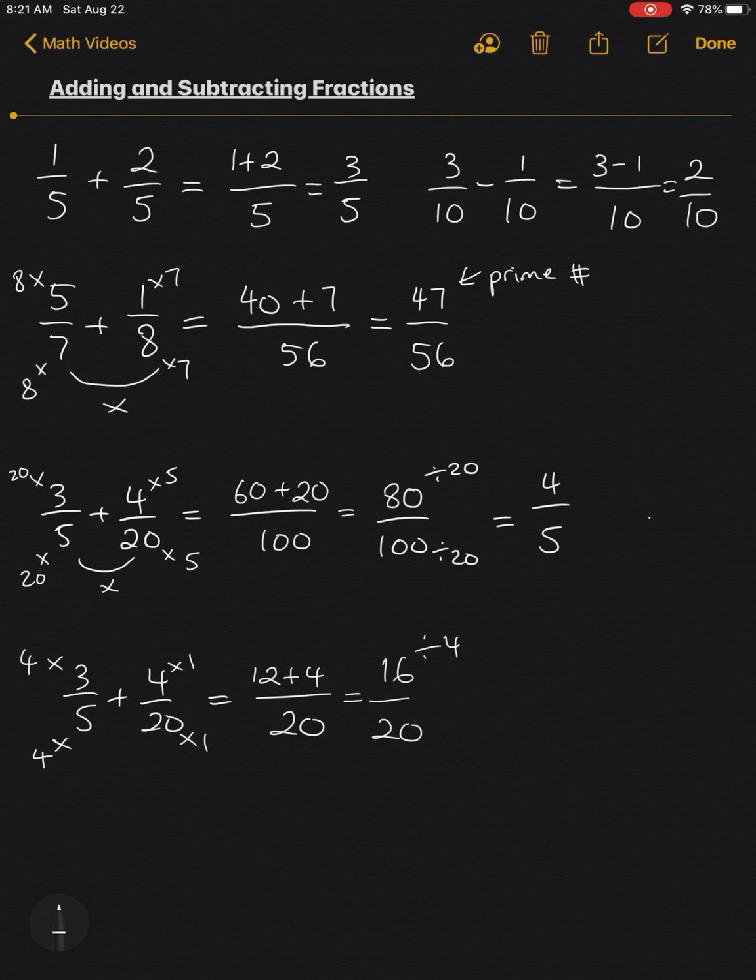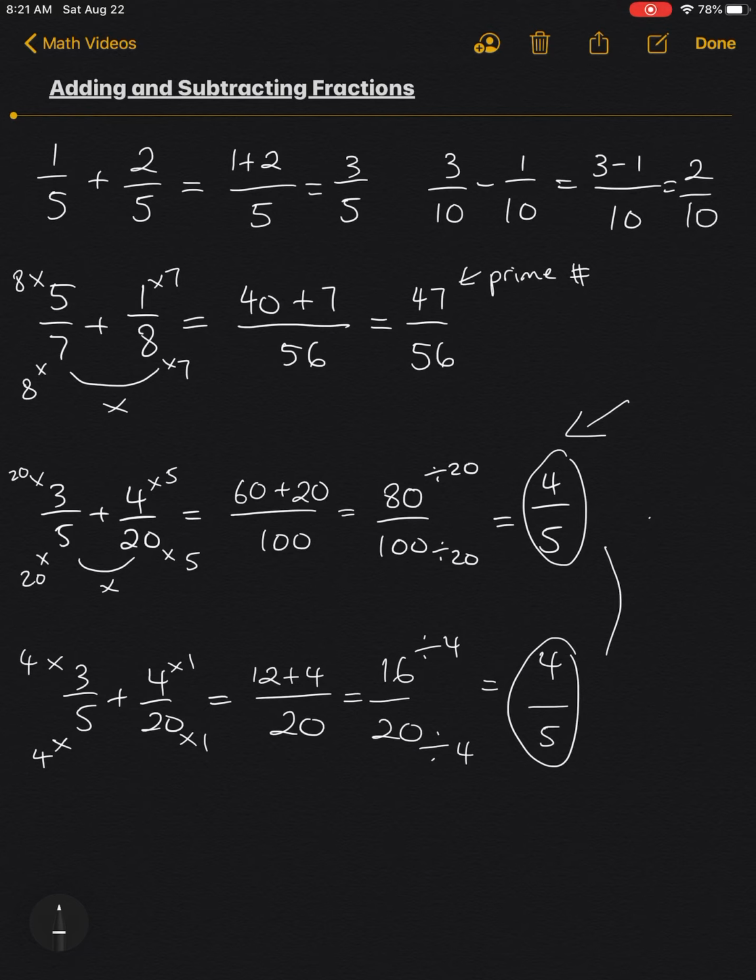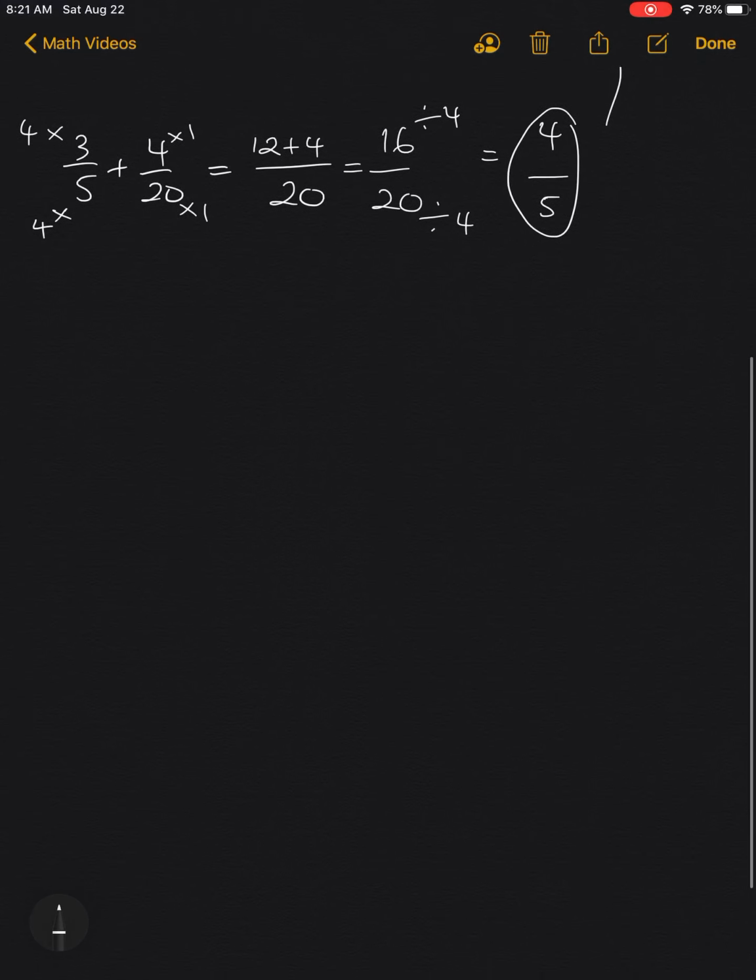Now, 16 divided by 4, that gives me 4. 20 divided by 4, that gives me 5. As you can see, you get the exact same answer. But there's slightly more work with this one because I'm dealing with larger numbers. Now let's take a look at subtraction. Subtraction works in a very similar way. Again, we are looking for a common denominator.